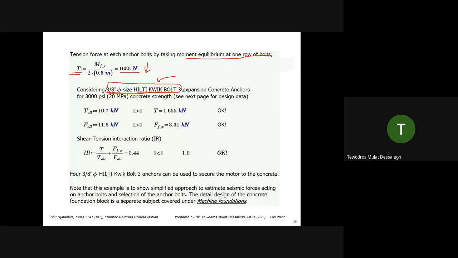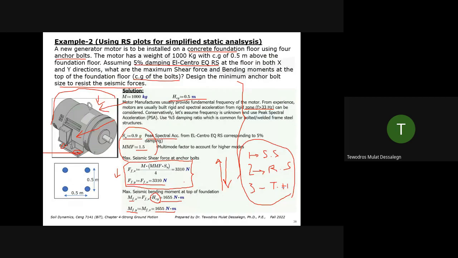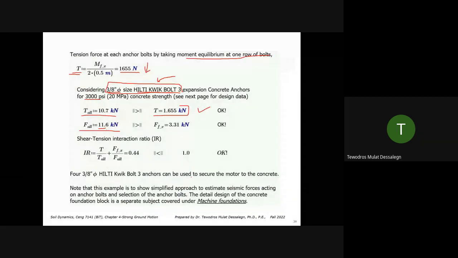If you pick, for example, for this case, 3/8-inch diameter Hilti Kwik Bolt 3, expansion anchor, concrete anchor with 3000 psi, then the allowable values are this much. Then you're comparing, okay, the tension I have is 1.6 kilonewton. And the allowable is much larger. So you're okay. Do the same for shear. The shear is 11.6 kilonewton. We found it somewhere here. Oh, well, so 11.6 is the allowable. It's in the next page.